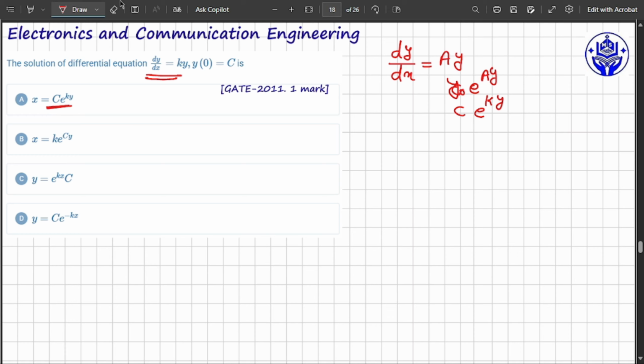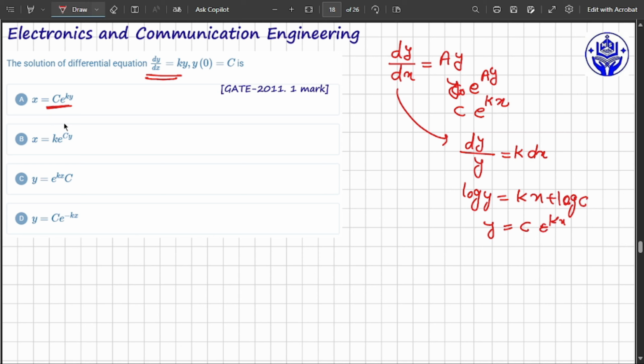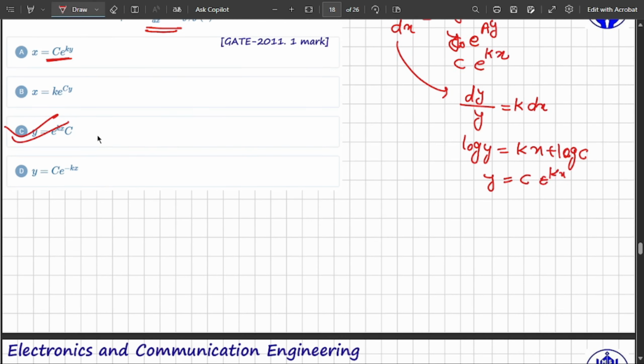I don't think so. No, it's not y, it will be x. The dependent variable will be there, of course, because if you solve this by the separation of variables method, then it will be k dx, then it will be log of y, and it will be kx plus c. Then y is equal to, if I take it as log of c, then it will be c e to the power of kx. So C is the correct answer for this.